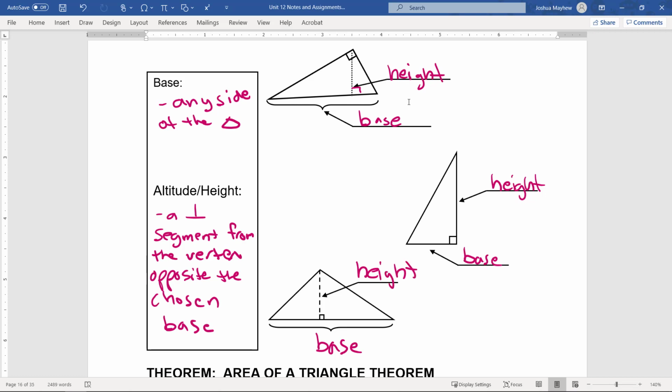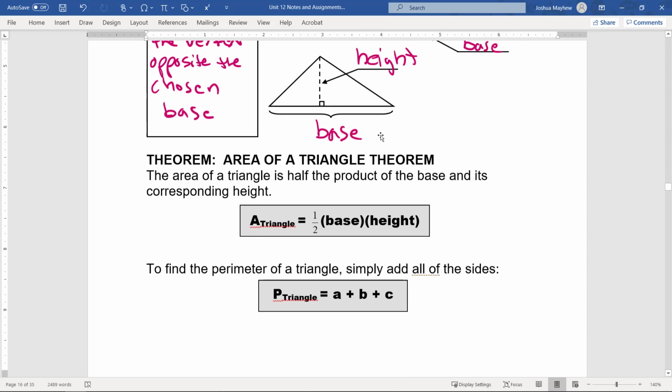The most important thing is that when recognizing what the height of a triangle is, it's got to be perpendicular to the base and go through the opposite vertex. Okay. Well, area of a triangle theorem. The area of a triangle is half the product of the base and its corresponding height. So the formula is 1/2 the base times the height. Or I prefer to remember it as multiply the base times the height, then divide by 2. Then the perimeter of a triangle, simply add all the sides.